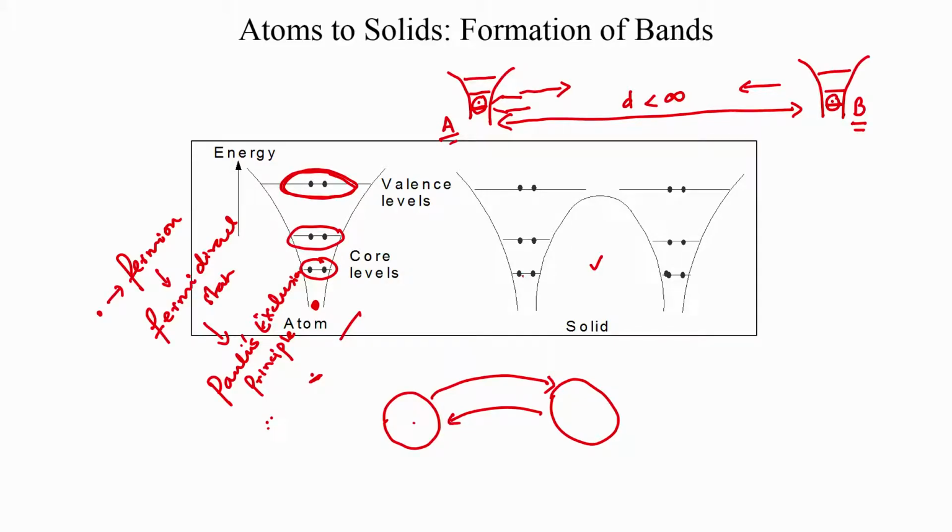But what you see here is, here you had the first atom which had its own potential profile, and then we had the second atom which had its own potential profile. And the moment we start bringing these two atoms closer to each other, these potential profiles begin to interact, and you start seeing a potential profile that looks like this.